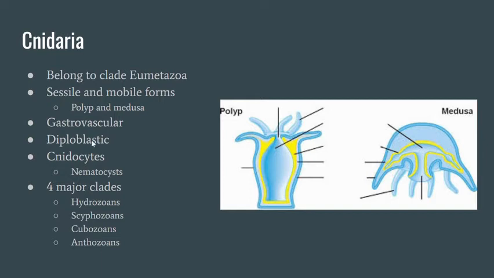They're diploblastic, which means that they have two germ layers. They have the endoderm and ectoderm. They have nematocytes. These are cells that contain a nematocyst that can sting and possibly immobilize prey. They are broken off into 4 major clades.